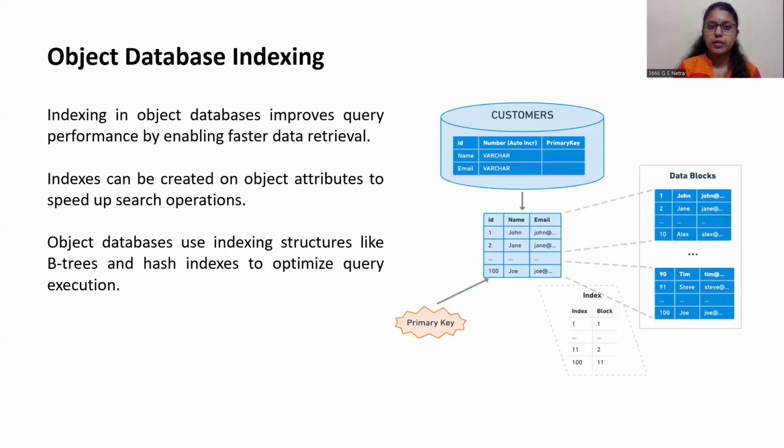Next is object database indexing. Indexing in object databases improves query performance by enabling faster data retrieval. Indexes can be created on object attributes to speed up search operations. Object databases use indexing structures like B-trees and hash indexes to optimize query execution.